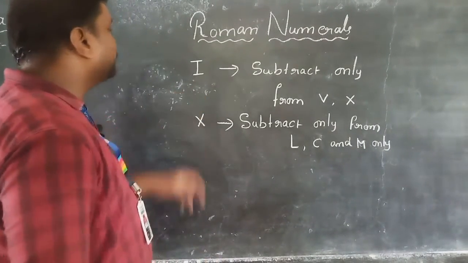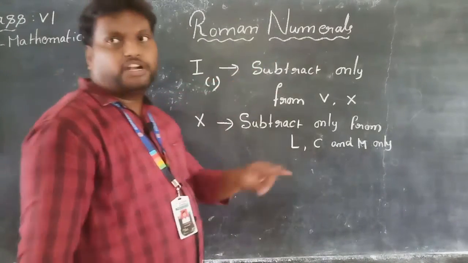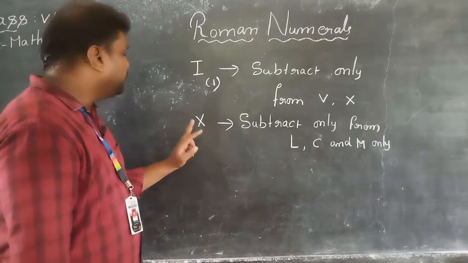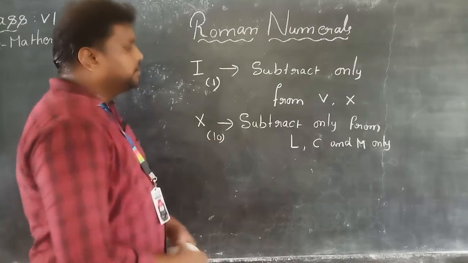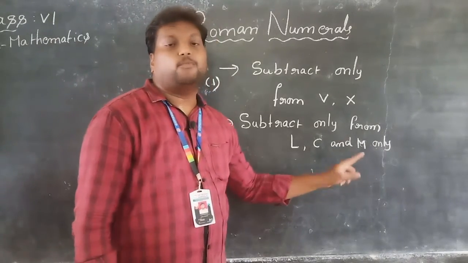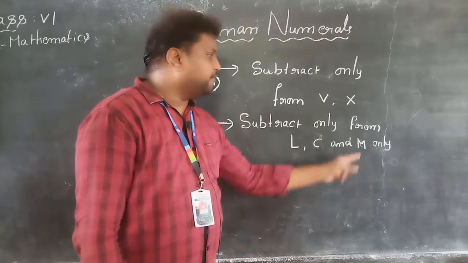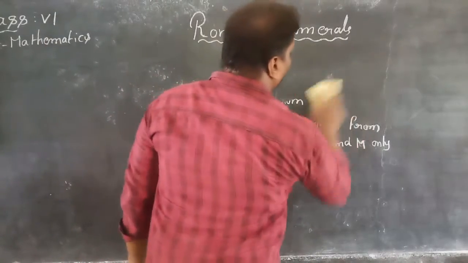See, I means what is the value? 1. 1 subtract only 2 values. What are those? V and X. Next, what is the one more rule? X means 10. 10 subtract only from L, C and M. What is the L value? 50, C value 100 and M value 1000. These are the rules.